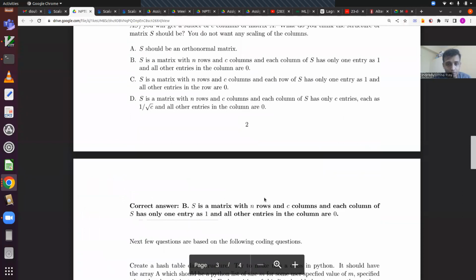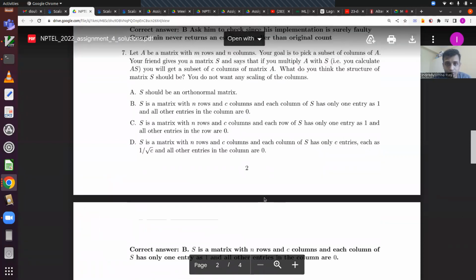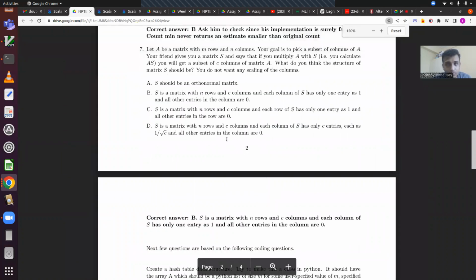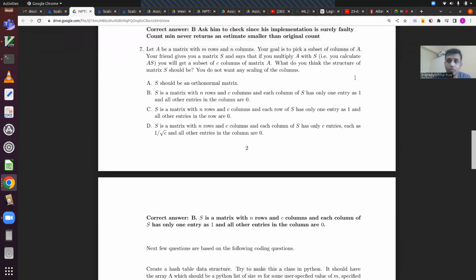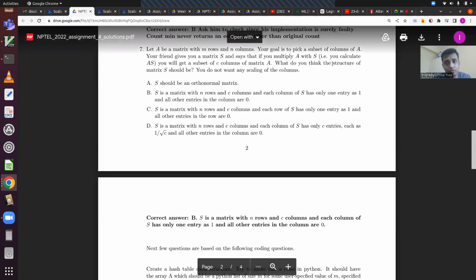Okay, I haven't seen this before. Let's see. Let A be a matrix with m rows and n columns. Your goal is to pick a subset of A. Your friend gives you a matrix S and says if you multiply A with S, then you get a subset of C columns. What do you think of the structure of matrix B? So basically what the friend is saying is that if you multiply A with S, then you will get a subset of C columns, right?